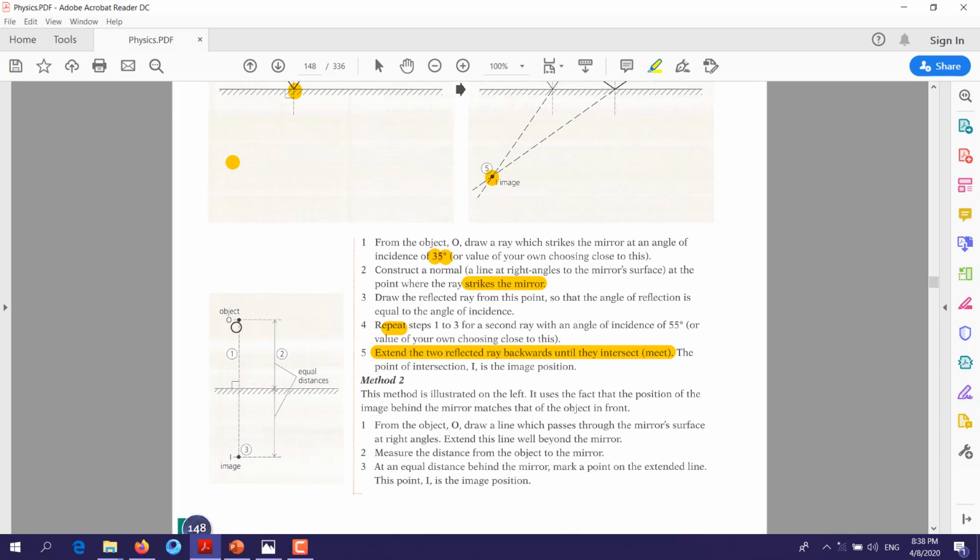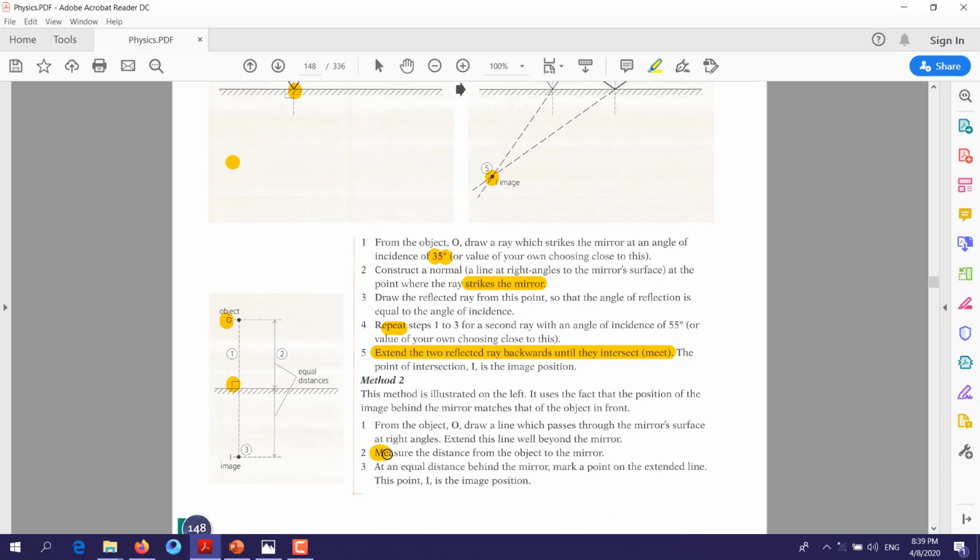Step 1: from the object, draw a line which passes through the mirror surface at a right angle. This is the object, this is the mirror. You will draw a line that makes a right angle. See, here is the right angle. Now when the line passes through the mirror, it makes a right angle. Now you have finished step number 1.